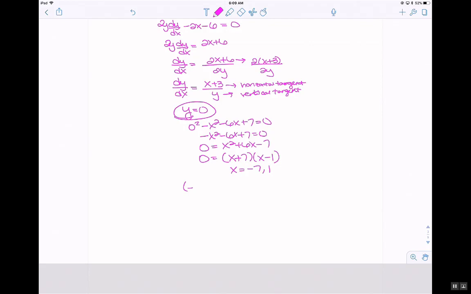So then my coordinates are negative 7 comma 0 and 1 comma 0. Okay.